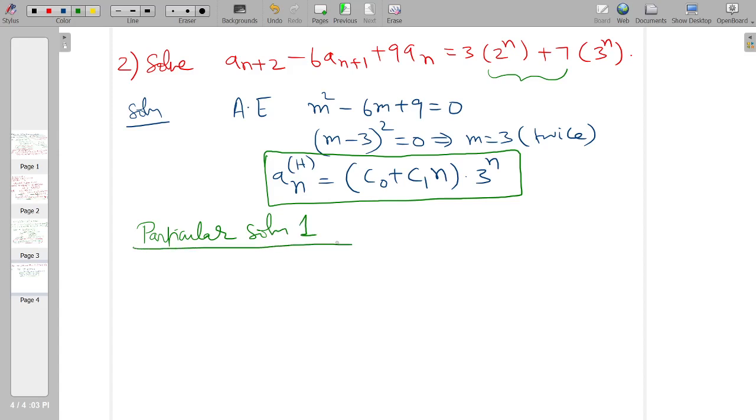Okay, so now what do you get? Assume, okay, what about this a_n^(p1)? I'll call this a_n^(p1). This will be C0 into 2 power n. Okay, C0 into 2 power n.